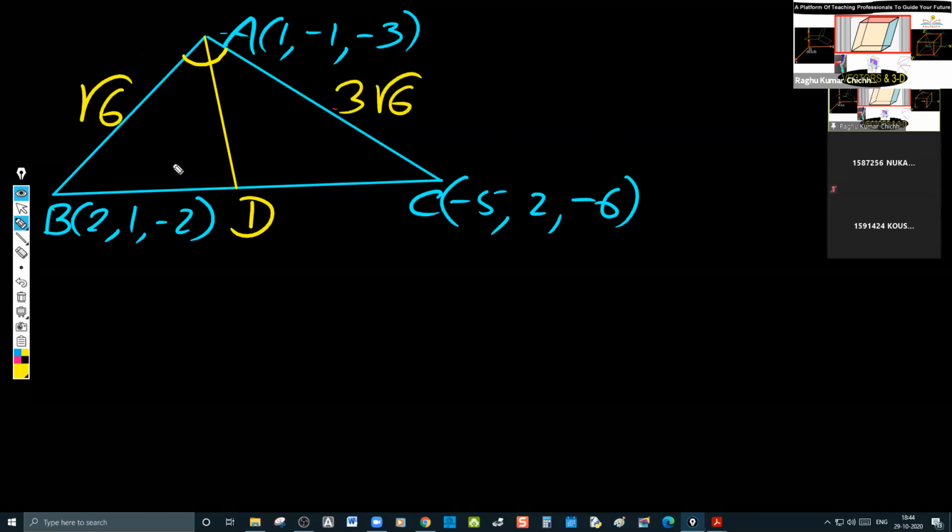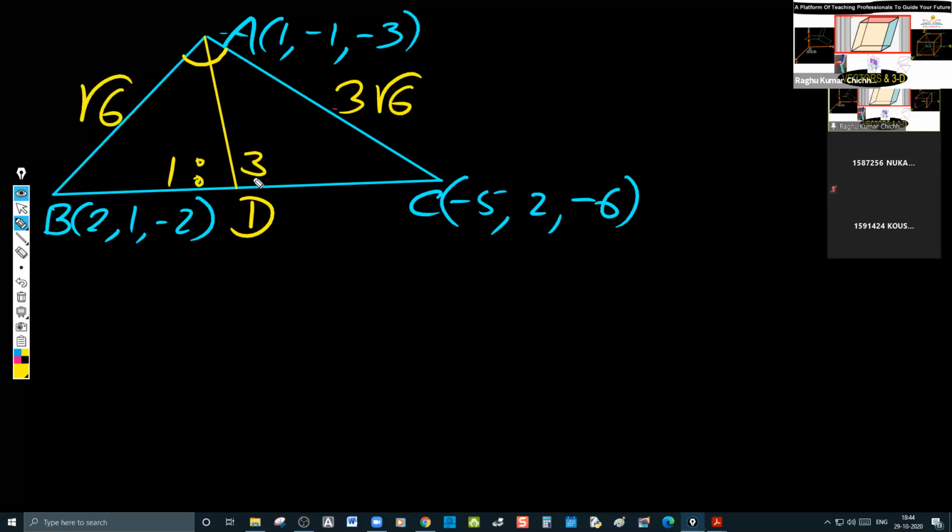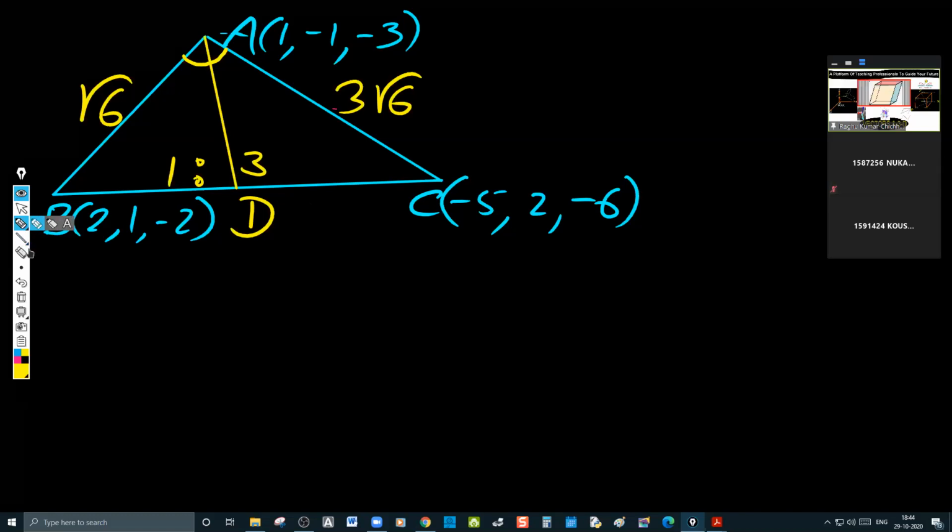Now understand that D divides BC in the ratio root 6 is to 3 root 6, that is 1 is to 3. I think you might have learned this in your lower classes itself. The internal angular bisector divides its opposite side in the ratio of the other two sides. Is it okay, both of you, please? Yes, sir.